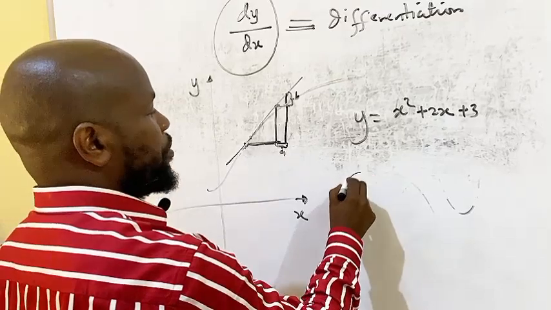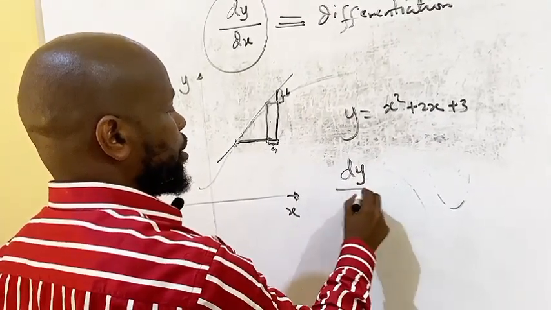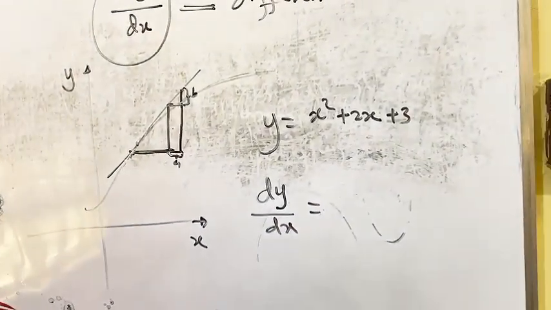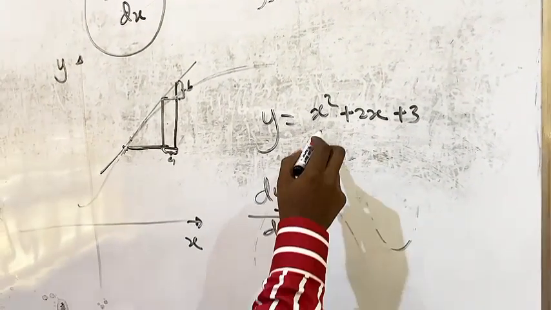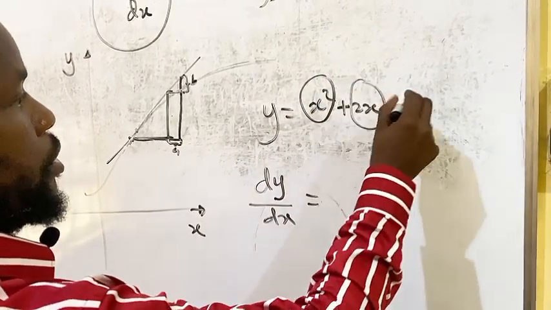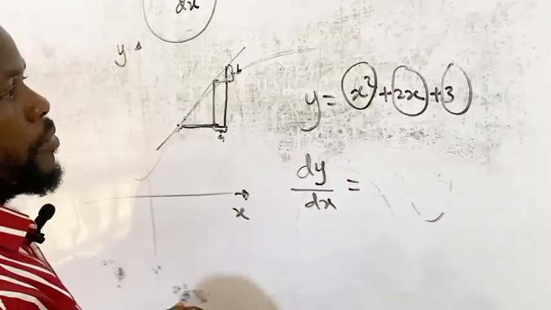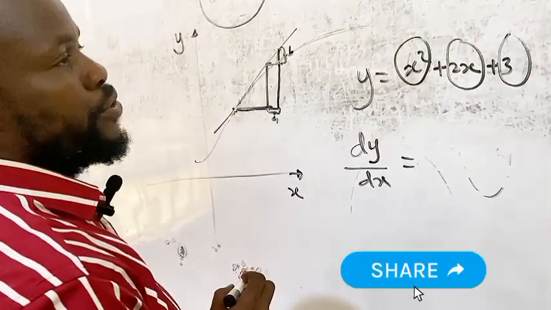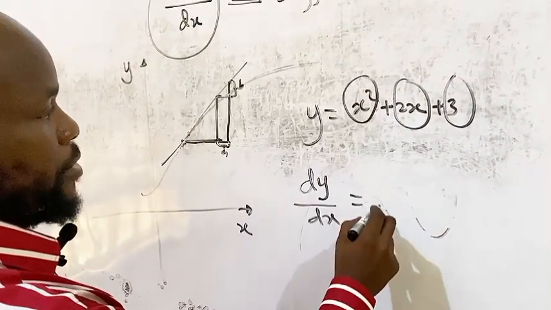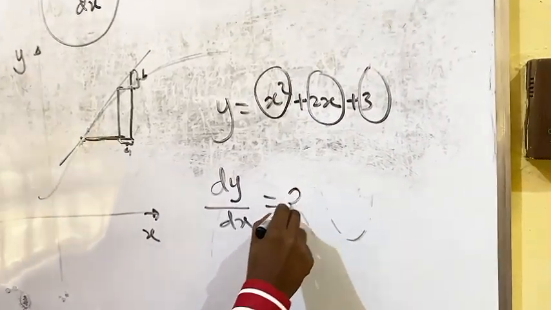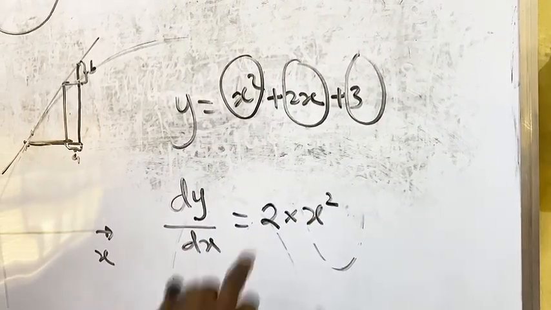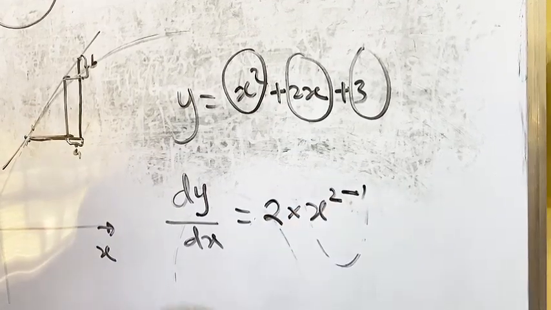How do we get the derivative of y with respect to x? We consider this term by term. We differentiate this one, we differentiate this one, we differentiate this one. For the first term, what we need to do is to multiply the number by the power. That will now be 2 times x squared, and we subtract 1 from this power. That's for the first term.